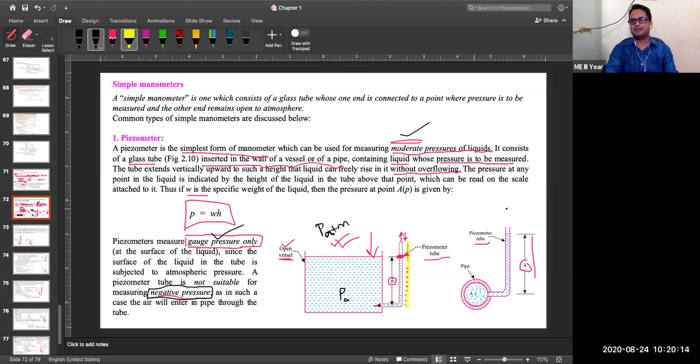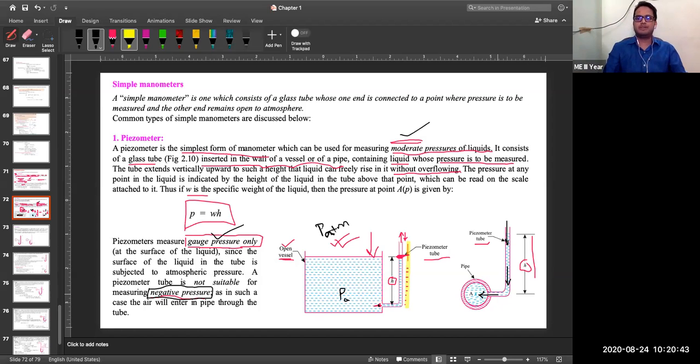Okay, and we all know that any fluid flows from high pressure zone to low pressure zone. So what will happen in that situation? The atmospheric air will start entering into this piezometer tube, and it will go inside and mix up with your fluid inside the pipe. So it is not possible to measure negative pressure using this piezometer.